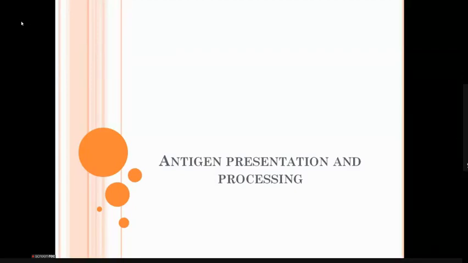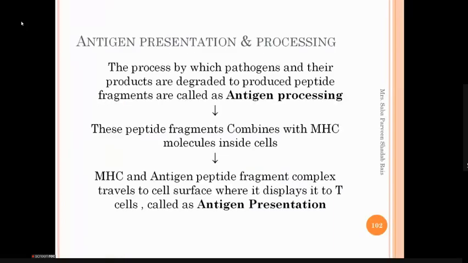So in this lecture, we will be talking about antigen presentation and processing. Antigen presentation and processing is the last topic of this unit, and thereafter we will take a PowerPoint review of the whole unit. Now, what is antigen presentation and processing? Before that, I would like to tell you what we are going to discuss.